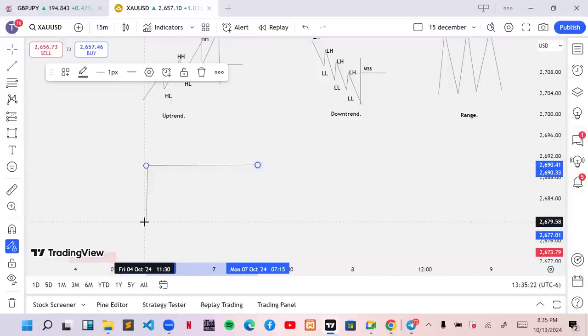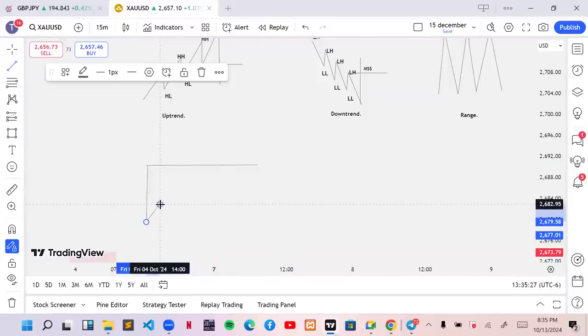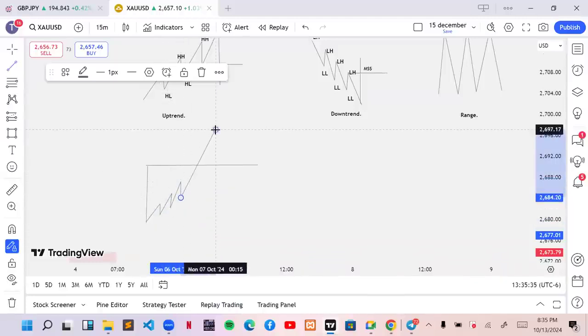And then price was making a series of higher highs and higher lows, which is an uptrend. You see higher highs, you see higher lows. Then price does something like this. So this is a break of structure. Why? Because there was a key level in the market that was broken.